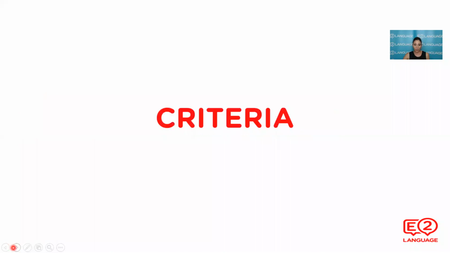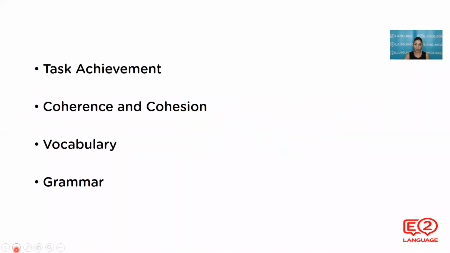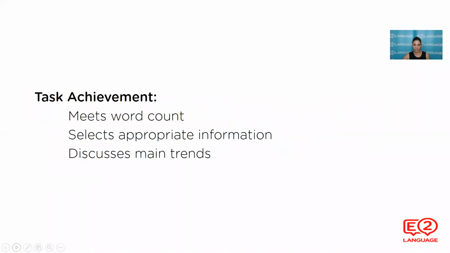Okay, so we've gone through a lot in the past webinars on the formula and the structure of writing task 1. So today we're going to look in particular at some of the criteria for how it's graded. So you're graded on 4 things. The first one is task achievement. The second one is coherence and cohesion. The third is vocabulary, and the fourth is grammar. So let's have a look in detail at what each of these are.